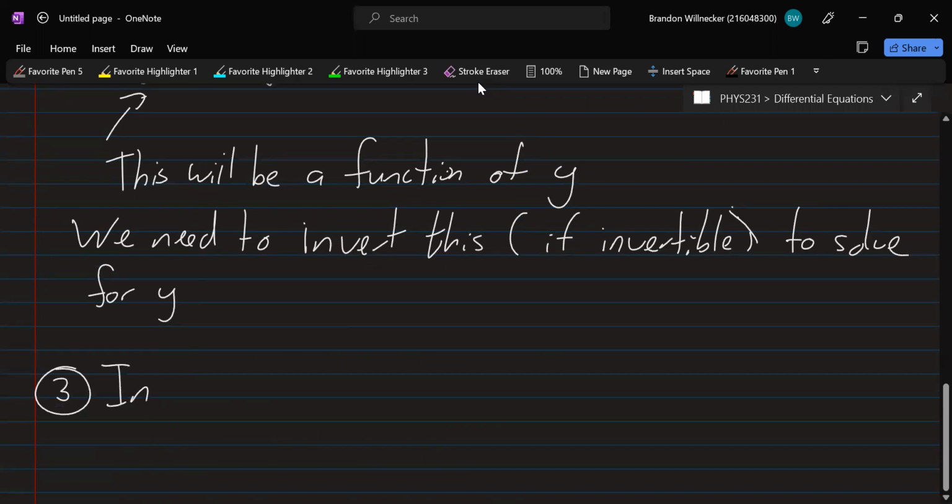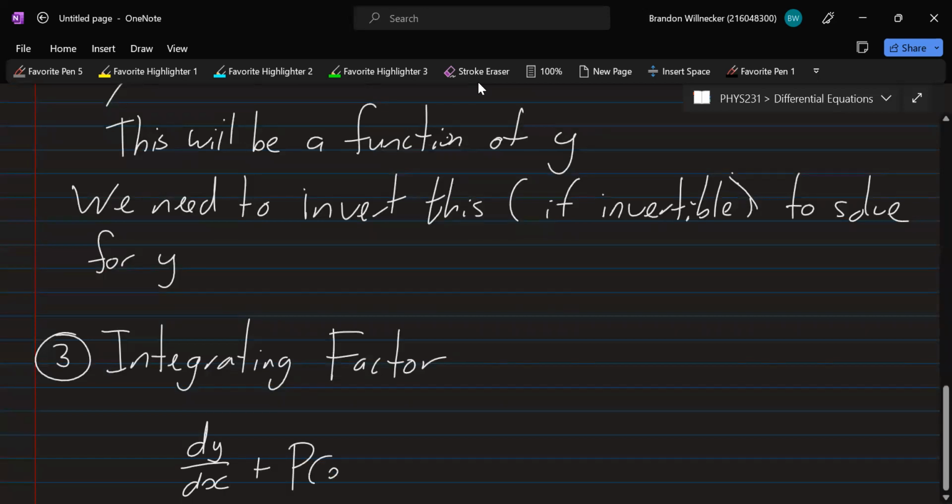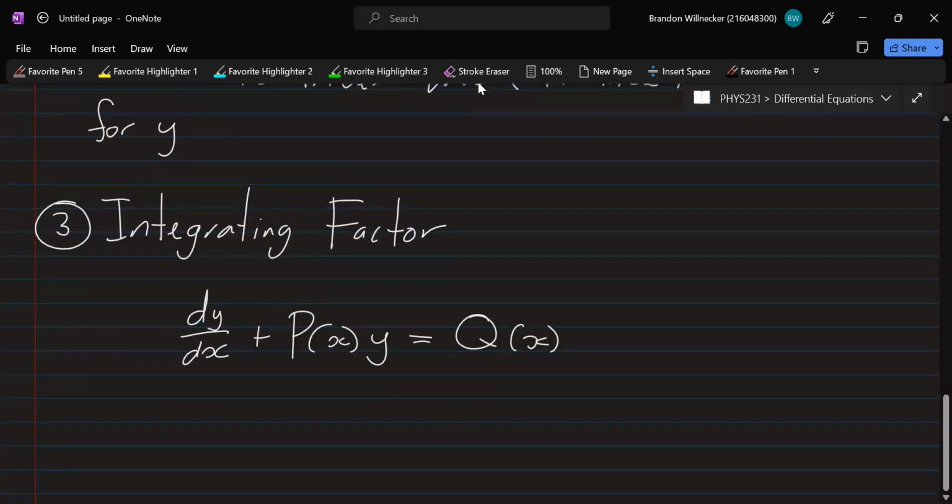we have the method called integrating factor. This method, where we use an integrating factor, is when we have differential equations of the following form: dy by dx plus p of x times y is equal to q of x. Given a differential equation of this form, we can simplify this with the use of what's called an integrating factor. We won't go through the whole derivation now. We're going to do that in the next lecture.